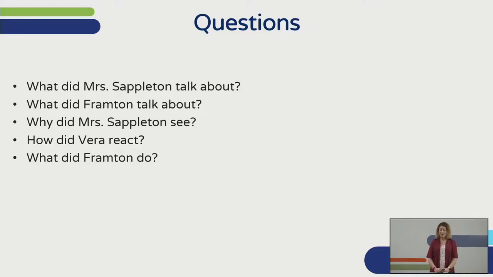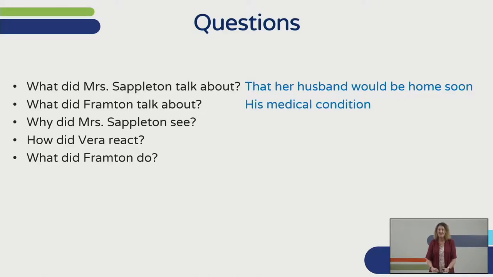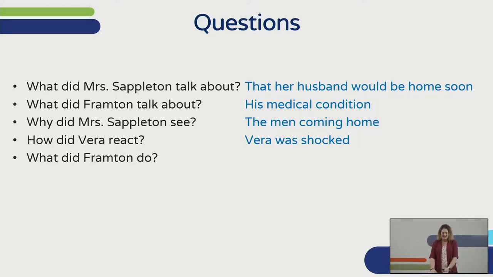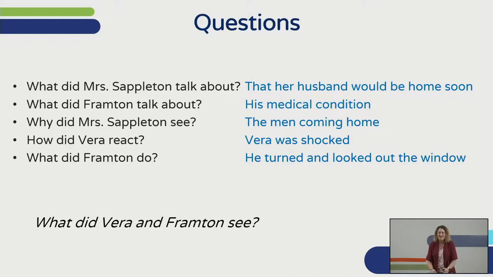So, what did Mrs. Sappleton talk about? That her husband would be home soon. Any minute they'll be walking through the door, all muddy from hunting. And what did Frampton talk about? His medical condition, anything, just not to have the aunt talk about her husband. And what did Mrs. Sappleton see? She saw the men coming home. Here they are, coming through the window. And how did Vera react? She was shocked. She had a look of horror. And what did Frampton do? He turned around and looked out the window. What did Vera and Frampton actually see out the window?